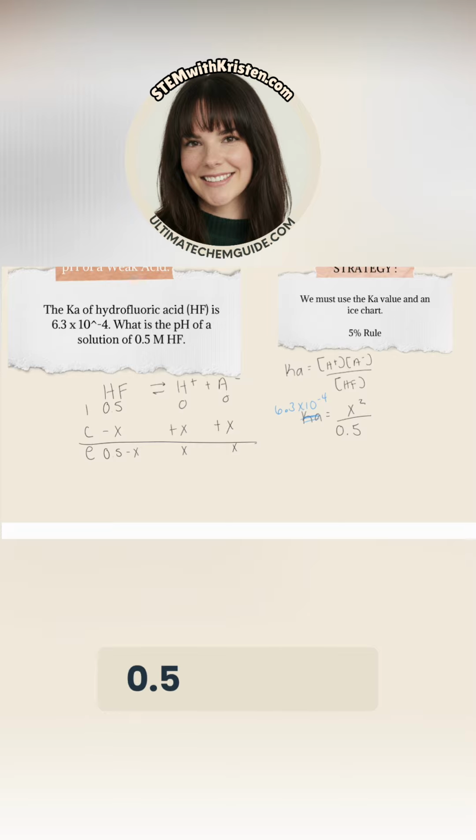So we're going to do 0.5 times 6.3 times 10 to the negative 4. And when we multiply the 0.5 times the 6.3 times 10 to the negative 4, we get 3.15 times 10 to the negative 4, and that's going to be equal to X squared.